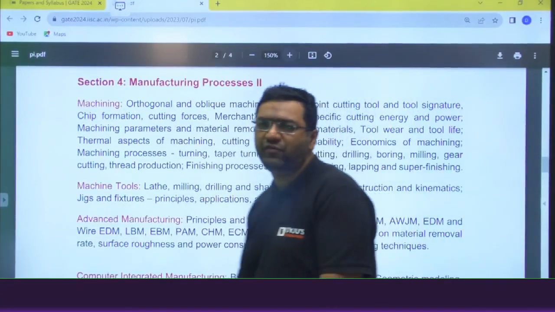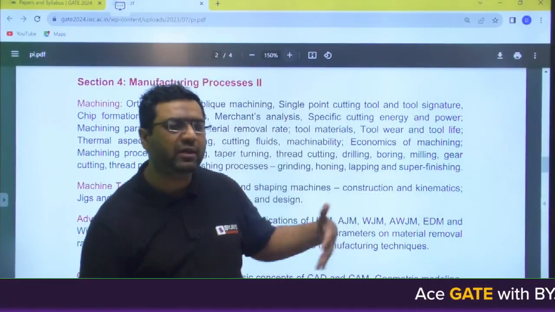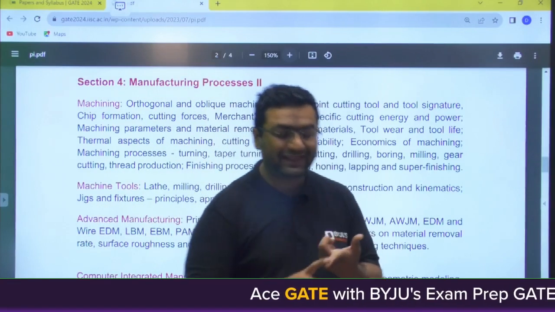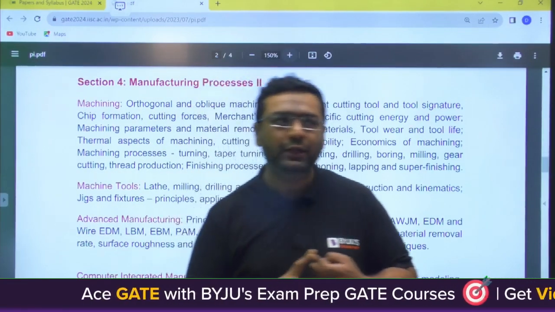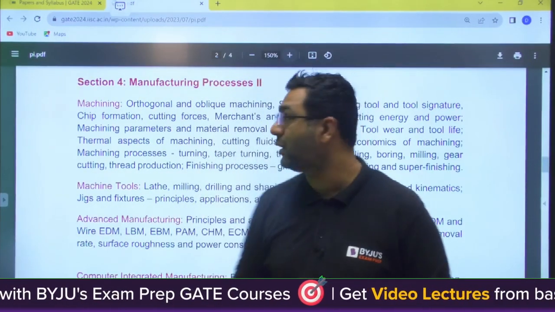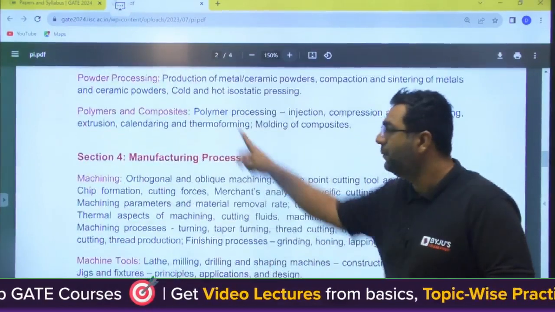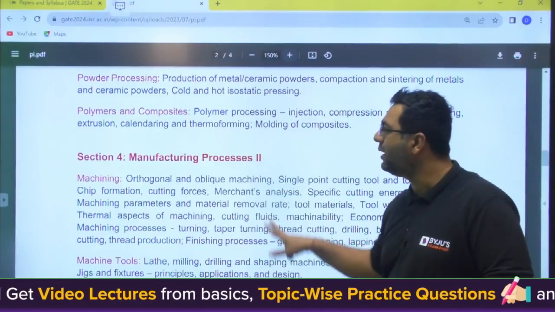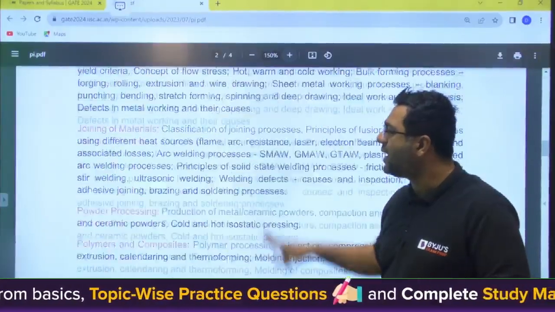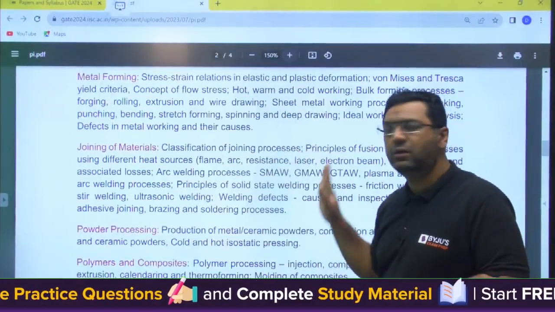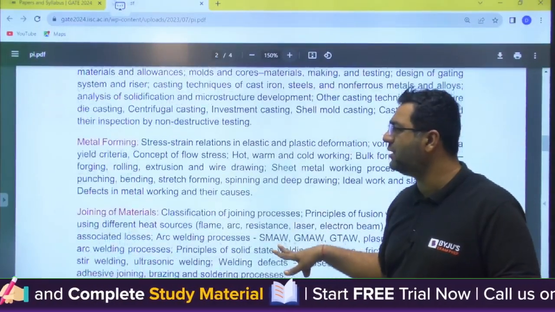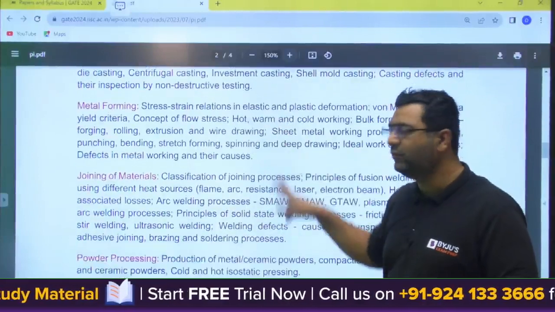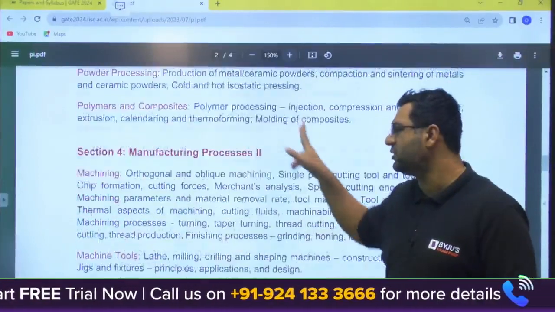We are moving to the manufacturing process too. So what we learned in manufacturing process, one thing extra you need to work on is this polymer and composite. Then my dear, other than that, the casting and welding syllabus are almost the same. Metal forming syllabus is almost the same. NDT you will be studying in the maintenance part of engineering services.